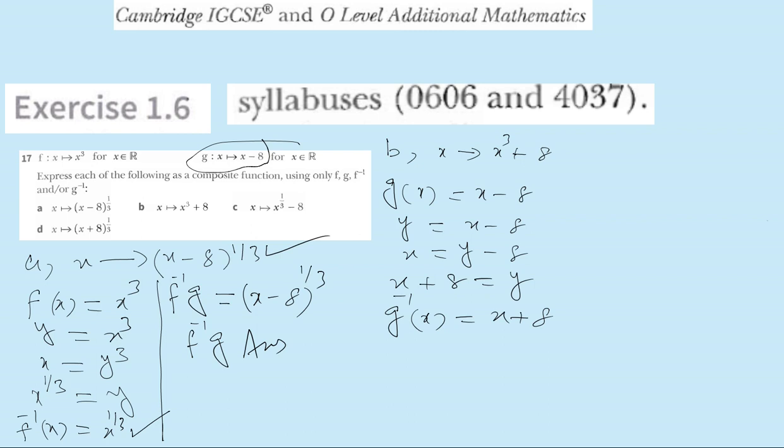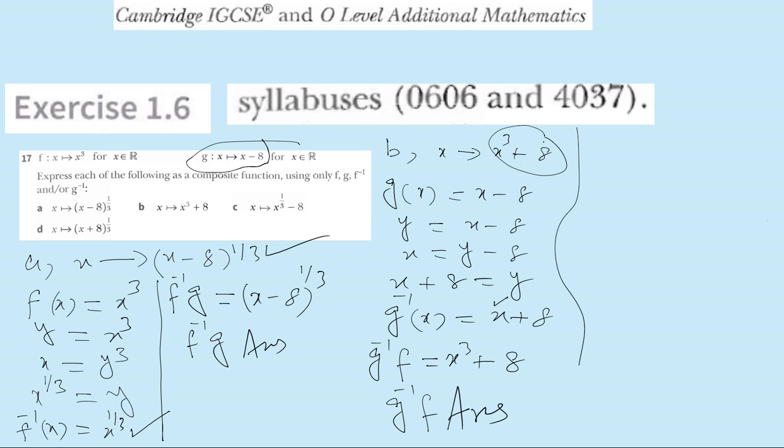Now if you find g inverse of f, it means we have to put the value of the whole function f in g inverse. So this is x, this x replaced by the whole function, that is x cube plus 8. So the answer of part B, because we have achieved x cube plus 8, therefore the answer of part B is g inverse f. This is our final answer. Hope you understand. This is very easy. C part.